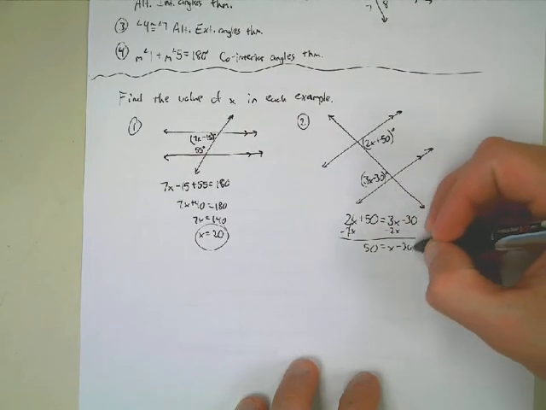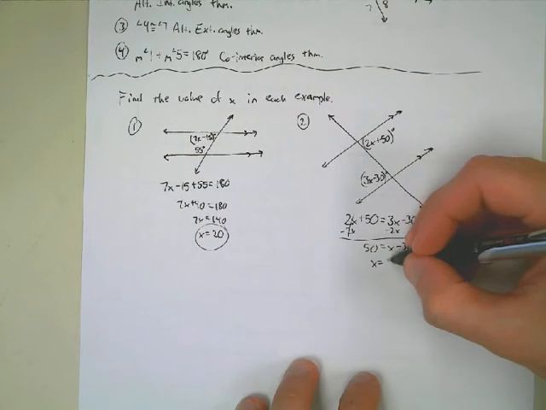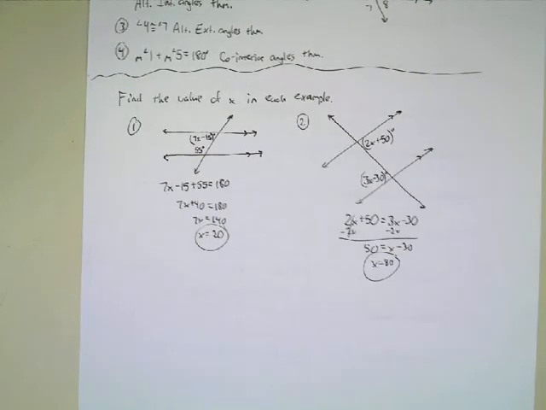Add 30 to both sides, you get x is 80. Okay? Pretty straightforward there. So there you go. Basic kind of stuff, right? Just use those angle relationships to set up the equations and then solve for your x in this case. So, any questions on that? All good. All right. So let me give you guys the assignment then, and you get started on that.